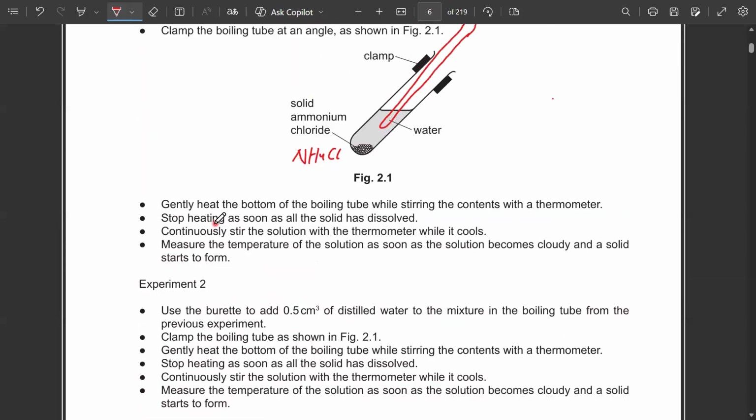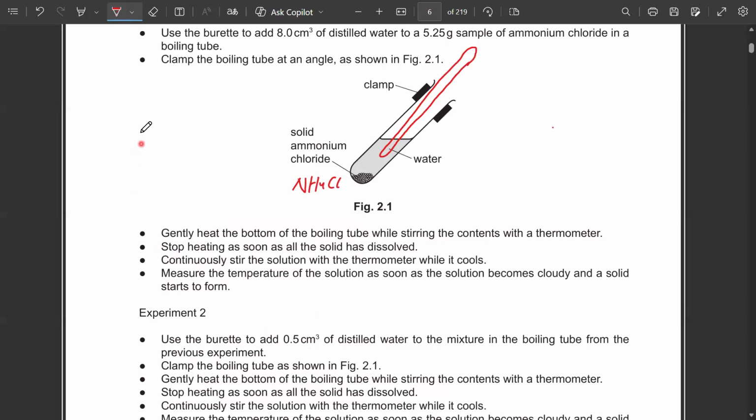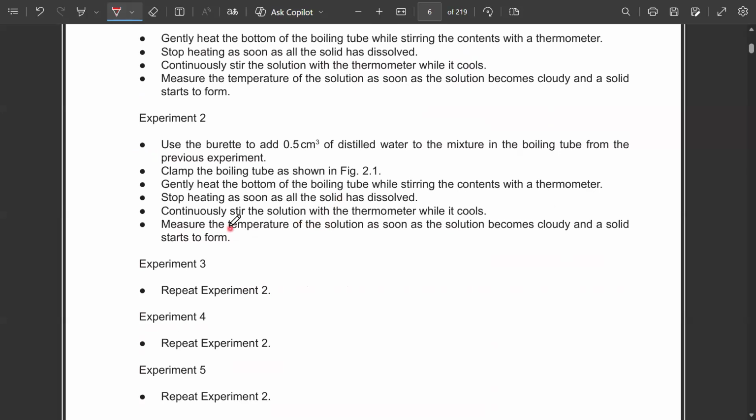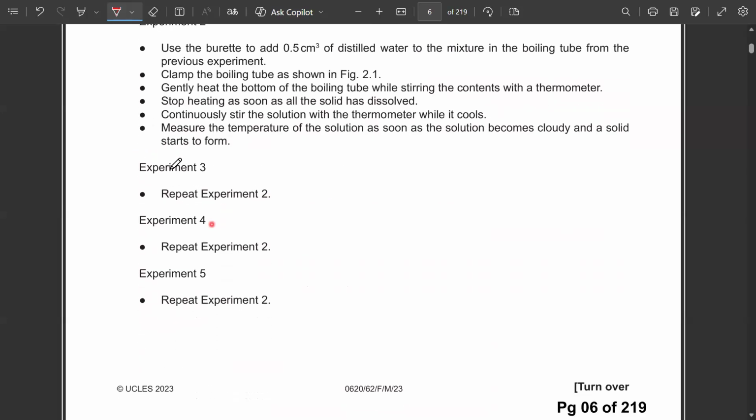So, what is happening? During heating, it dissolves the ammonium chloride. And when it cools, it becomes solid and also white in color. It turns white because of the solid formation. And you have to note that temperature.